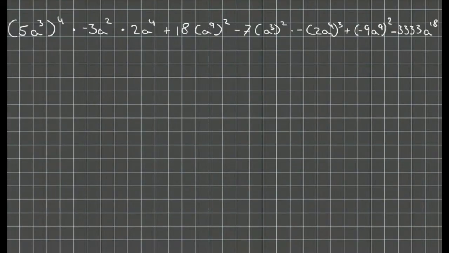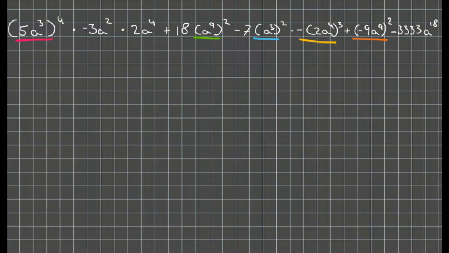Okay, so this looks a bit complicated, right? First thing we have to do is brackets. Get rid of all the brackets. I have brackets here. I have brackets here. I have brackets here. And I have brackets here. Oh, and of course I have brackets here. Okay, so from left to right, let's look at the first one. I have 5 times a to the power 3 to the power 4.